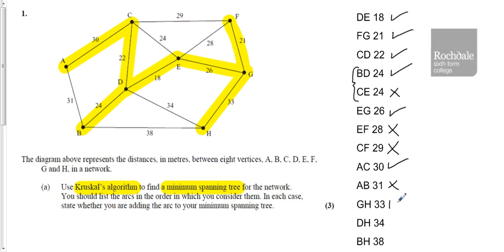Tick. And now that every single vertex is included in the tree, I don't even need to consider the last two. I can just say stop now that every vertex is in the tree. And that's all. We have full marks there for part A.